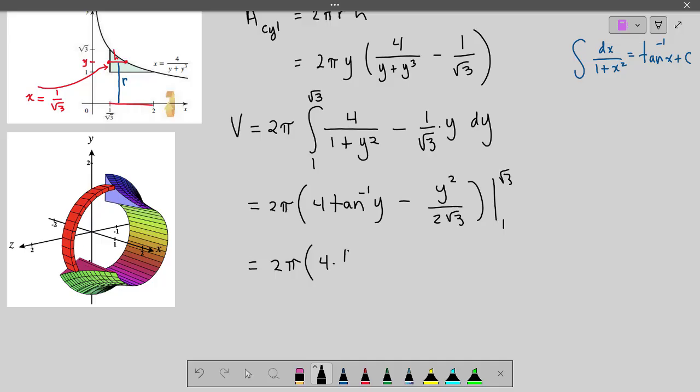So that's going to be 4 times pi over 3. Minus, plug this in here, we get 3 over 2 root 3. We'll simplify that in a minute. Now we subtract off what we get at 1. Arctan of 1, angle with a slope of 1. We just said it. It's pi over 4. So that's going to be 4 times pi over 4. And then minus a minus, we get 1 over 2 root 3. So that's what we get.